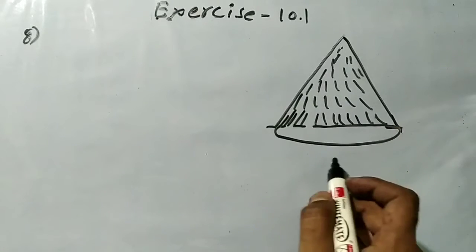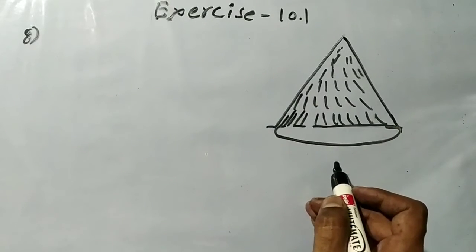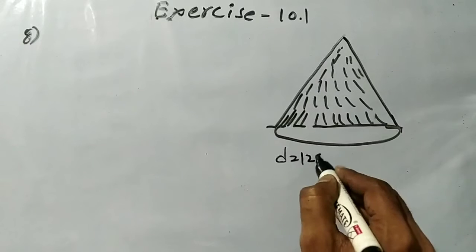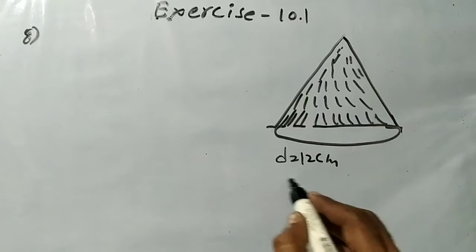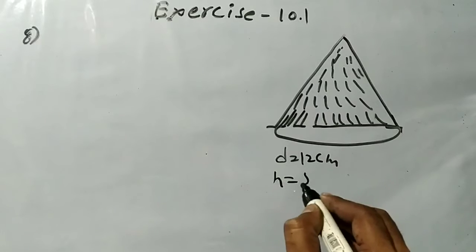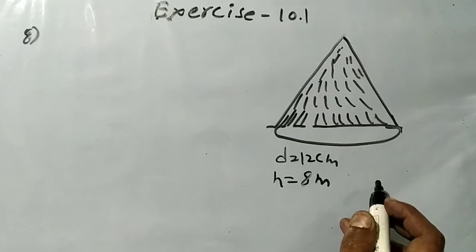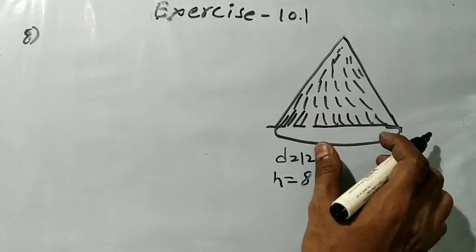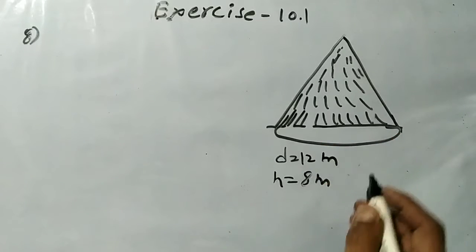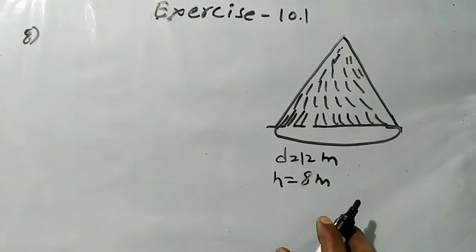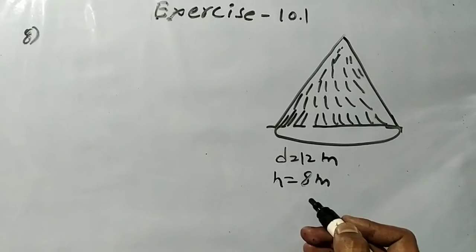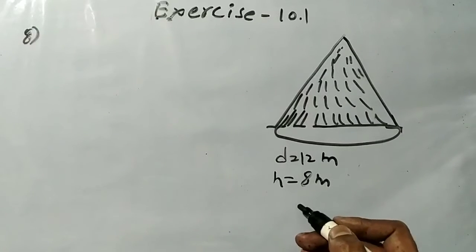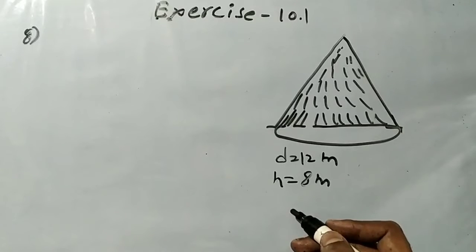They have given the diameter as 12 meters and the height of the heap of rice as 8 meters. So the diameter is 12 meters and the height is equal to 8 meters. We have to find how much canvas cloth is required to cover the heap.